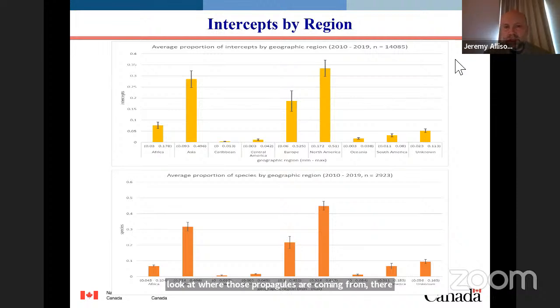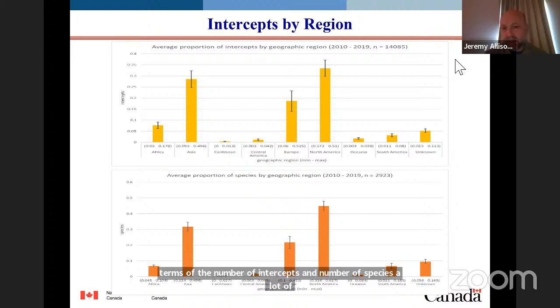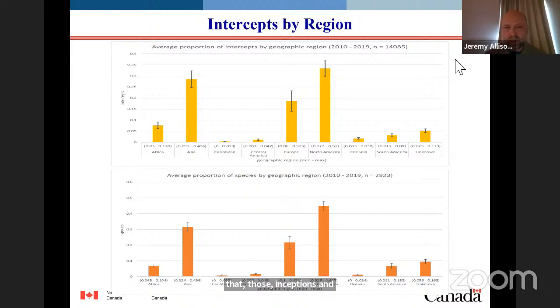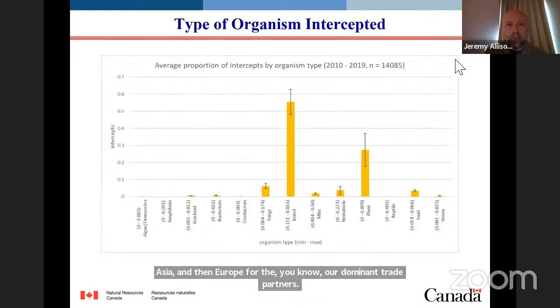And then when we look at where those propagules are coming from, there are no surprises there. There's a lot of trade within North America, and not surprisingly, both in terms of the number of intercepts and the number of species, a lot of those interceptions and species are coming from North America, then Asia, and then Europe, our dominant trade partners. So it really reflected trade.